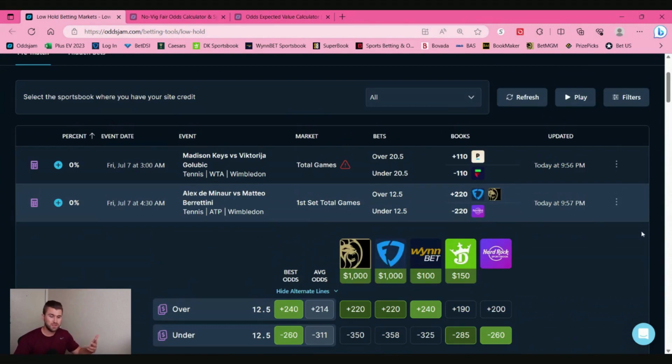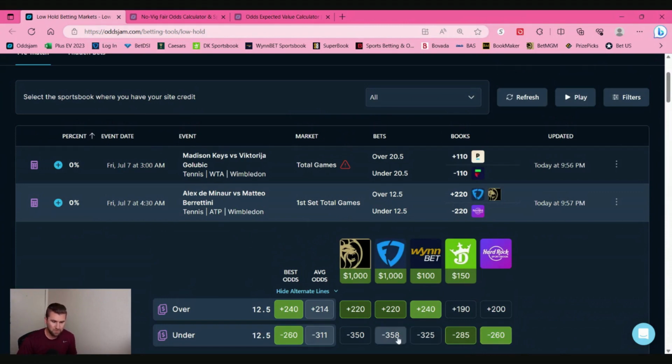Now, looking at this example right here, you can just see Pinnacle doesn't have their odds out for this match. And sometimes Pinnacle doesn't set odds for certain types of markets. So if you like to bet certain types of markets, maybe first set total games, which I know Pinnacle does have odds for, they just haven't set them yet, you can use other sportsbooks to find maybe some value, right? A great case would be, if you wanted to bet the under 12 and a half games, you definitely want to bet it with Hard Rock.